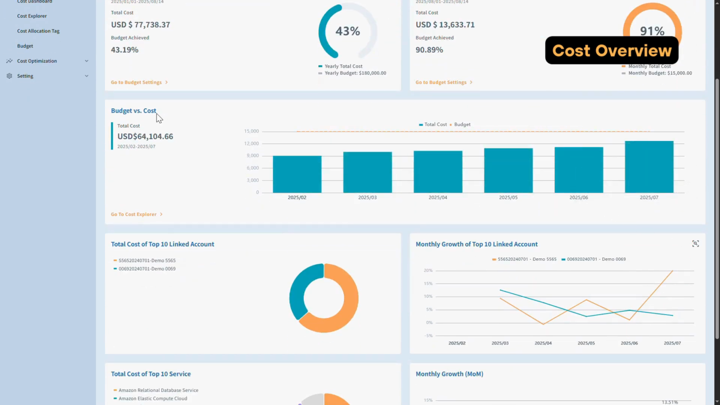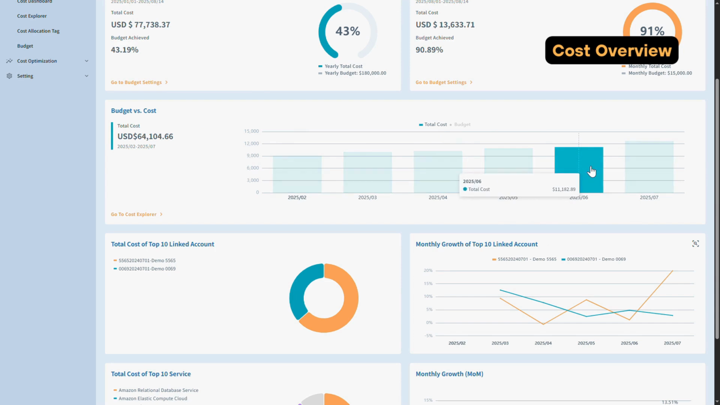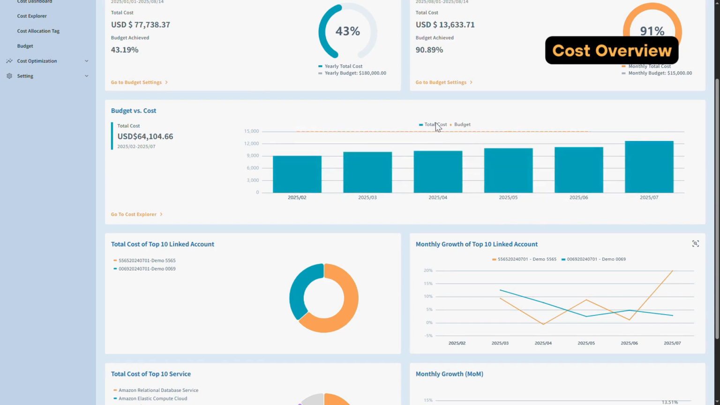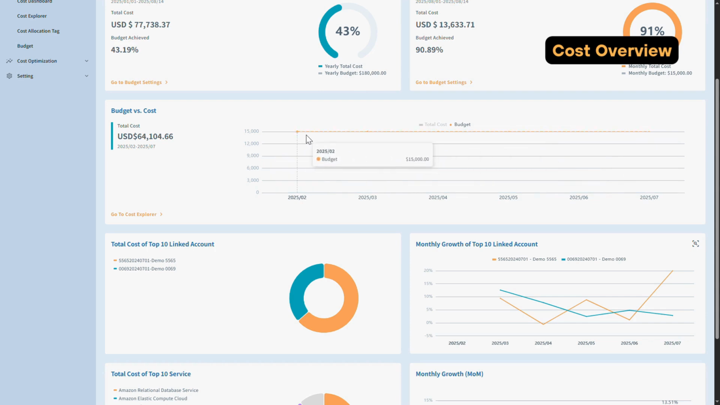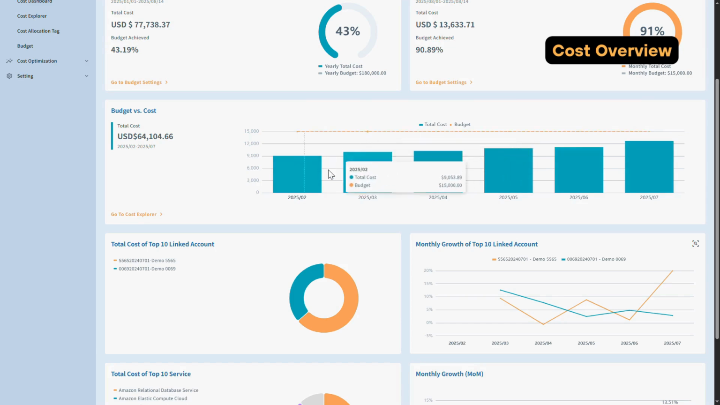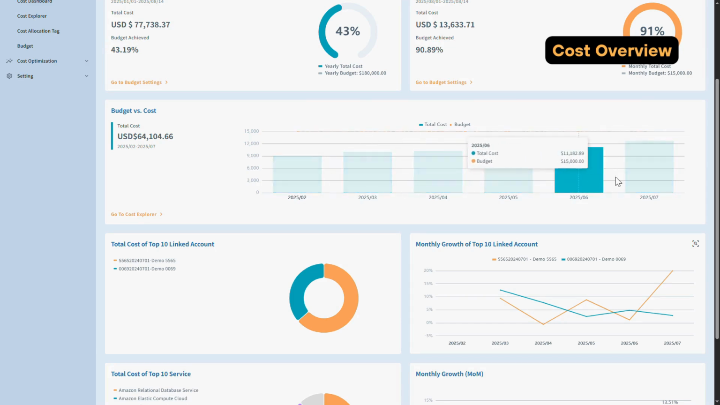Next, let's look at the spending trend. This chart is called budget versus cost, and as the name suggests, it compares our actual spending against our set budgets. The blue bars represent our actual spending per month. The orange line shows our monthly budget. The chart shows a rising spending trend with a notable increase from May. It helps identify changes or anomalies, such as sudden spikes exceeding the budget, prompting investigation.